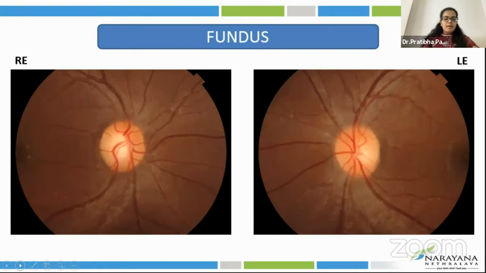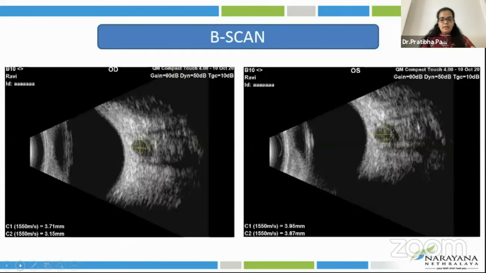So in the right eye, there is very subtle NFL fuzziness, whereas in the left eye, it is fairly a bit more visible. Sometimes when we see these kinds of subtle findings, many a times they can get missed and people can pass it off as a normal disc. However, a B scan definitely helps here. In this case, the B scan revealed a crescent sign of subarachnoid fluid.